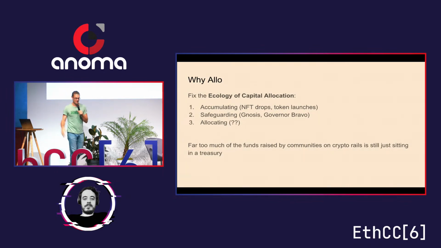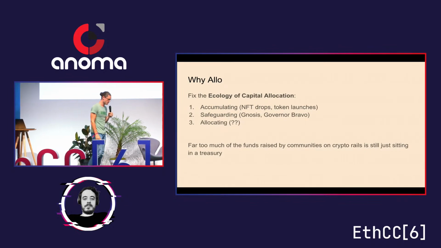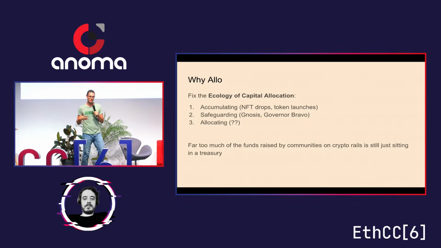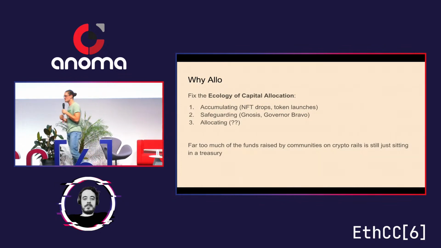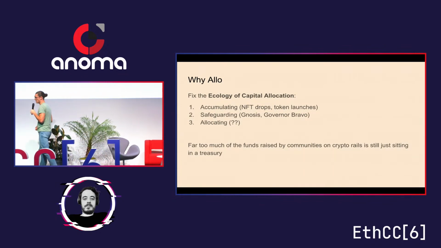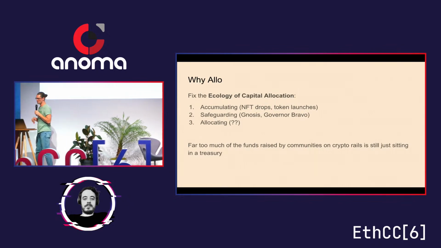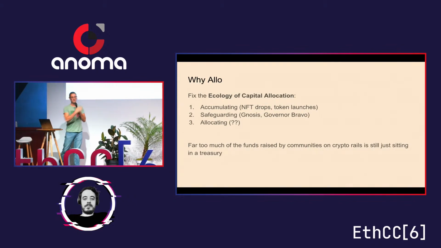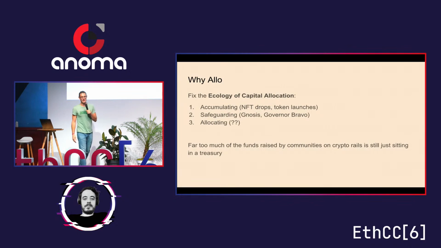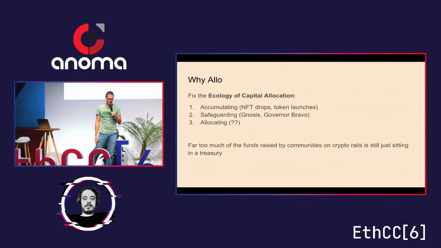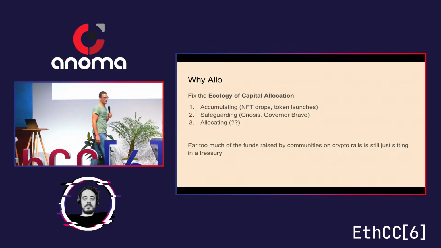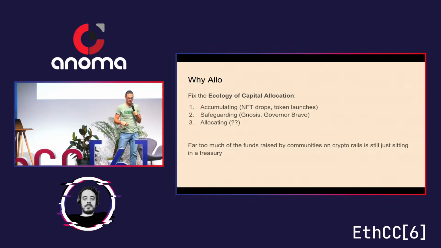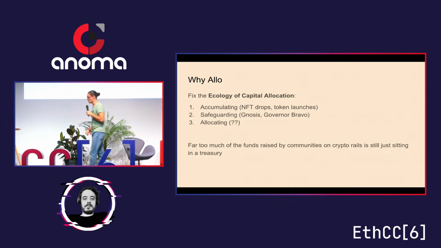Gnosis Safes, multisigs, as well as Governor Bravo. These are really great tools for keeping your capital safe. And they're good at making really big capital decisions, but they're not good at making a lot of capital decisions. And so we end up with this one problem, which is there's a hole. There's a big open space in how we allocate capital in crypto. And that is in actually allocating that capital, right? This is what Allo protocol, short for allocation, stands to solve, right?